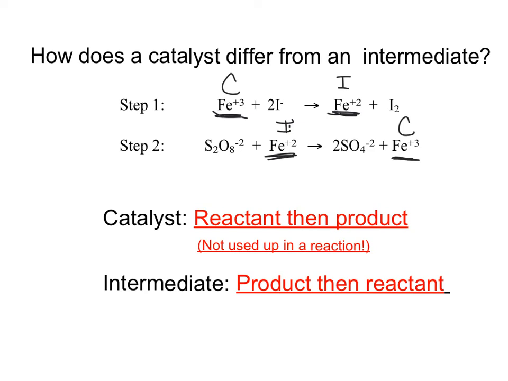They're really, really similar in the sense that both of them would cancel each other out. Neither of them would show up in your overall reaction, but the order they happen in is actually really important. Intermediates are first a product, then a reactant. They're made and then used, whereas a catalyst is something that is used and then made. In other words, a reactant and then a product.